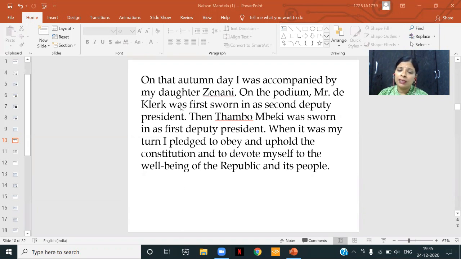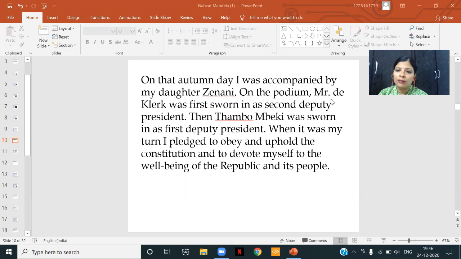So, children, Nelson Mandela says on that important day, his daughter Zenani accompanied him to the function, and he specifically says autumn day here, which metaphorically means that just like in autumn, old leaves shed and new leaves are born, similarly, the old government was replaced by a new democratic government, right? So here, autumn day has a metaphoric meaning in it.